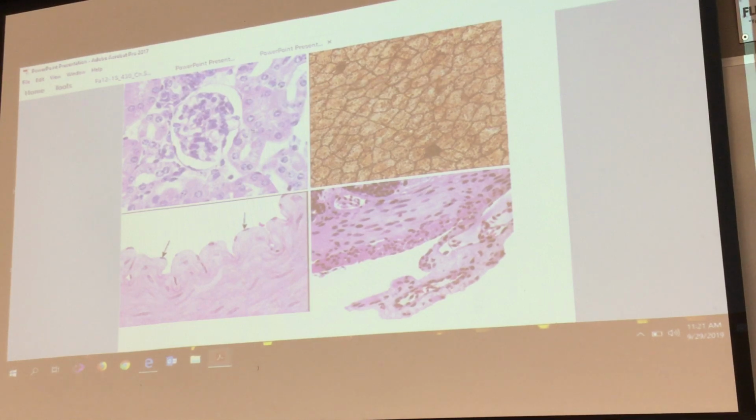Start with the shape. Cuboidal. These are cuboidal cells, and it's one layer. Simple. Simple cuboidal epithelium. Why simple and not stratified in this case? Because this is not the duct of a gland. This is a kidney tubule. Why do you want simple and not stratified?